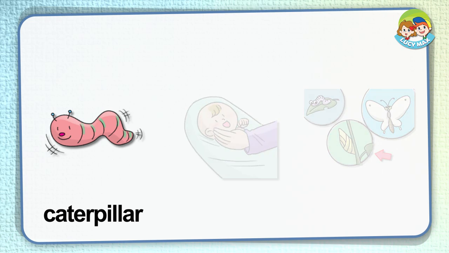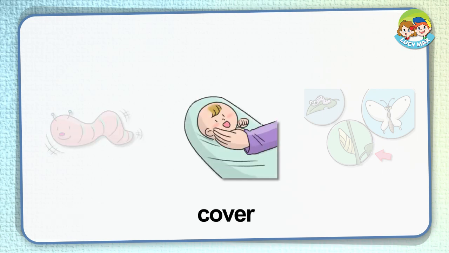Caterpillar. This is a caterpillar. It looks like a worm. When it grows, it becomes a butterfly. Cover. If you cover something, you put something over it, so you can protect it or hide it. In the picture, someone covers the baby with a blanket.